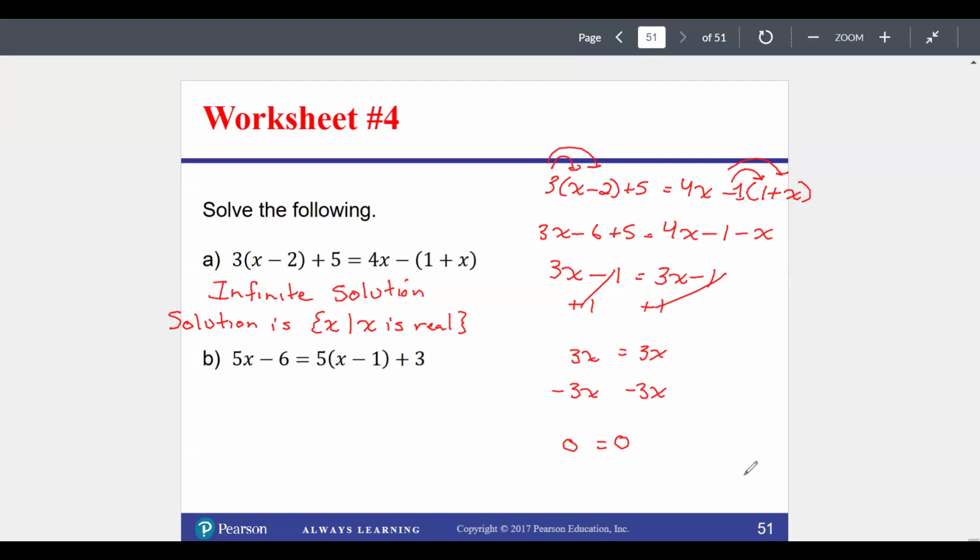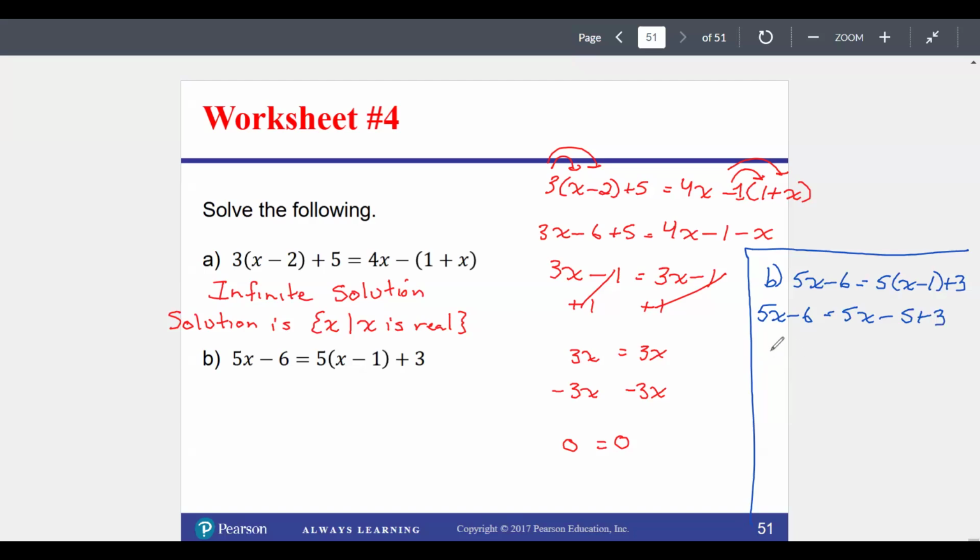Now if we do B, I'm going to do this a little funky. We'll write B down here. So B, I have 5x minus 6 is equal to 5 times x minus 1 plus 3. So we have 5x minus 6 is going to be equal, if I distribute the 5, to 5x minus 5 plus 3. That means 5x minus 6 is equal to 5x minus... lost my place there for a second. So we're seeing we both have a 5x, but different constants. That right there is a sign that we're going to have no solution.